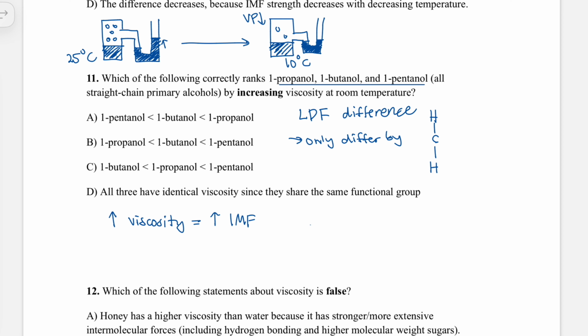So the heaviest one is going to have the highest viscosity, and the heaviest one is pentanol because there's 5 carbons, 4 carbons, 3 carbons. So that's the order. So it should be pentanol first, butanol, and then propanol. So, for increasing, it should be option B.